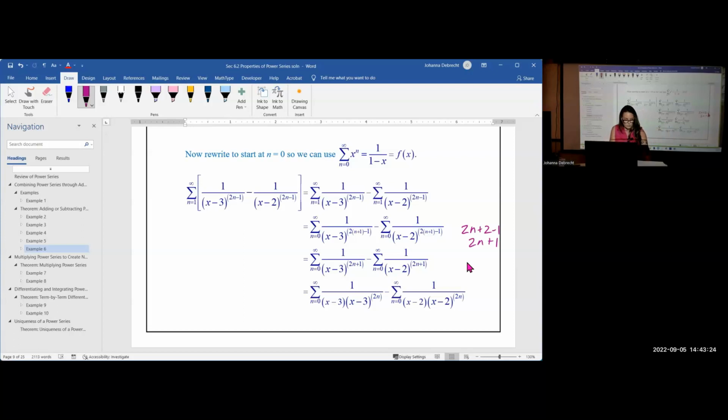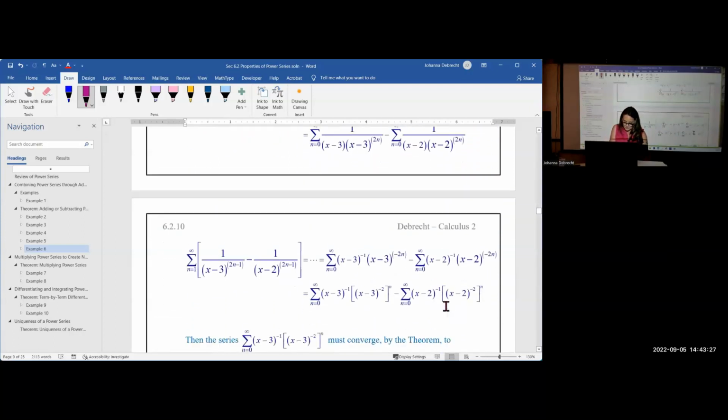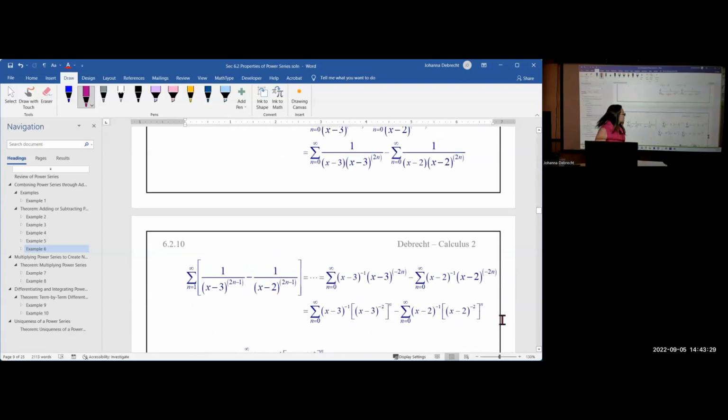Now I can go ahead and rewrite these again. So I'll leave that there so you can see the work that's done. So I took the x minus 3 in the denominator and moved it to the numerator by raising it to the negative 1 power. I took the x minus 3 to the 2n power and raised it to the numerator by taking it to the negative 2n power. And I did the same thing on the second series with the base x minus 2. So essentially they're doing exactly the same thing, just the bases are different.